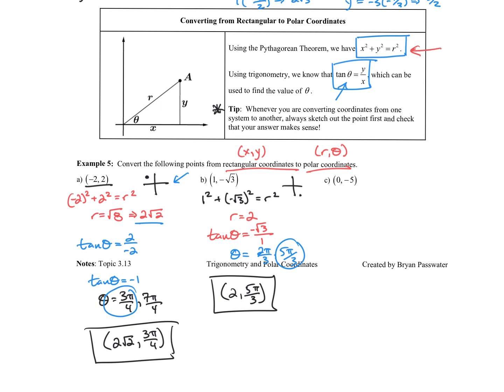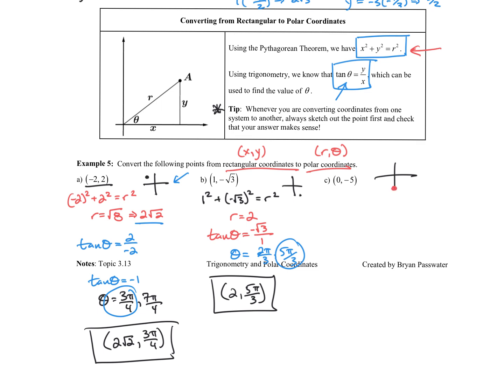All right, let's do one more, maybe 2. All right, so now I got 0 comma negative 5. Okay, so on this one, let's figure out where it is. I'm going to do this without even doing any work. So where is 0, negative 5 at? It's an axis. Where is it? Which way did it go? It went down, and so it just went down right there.